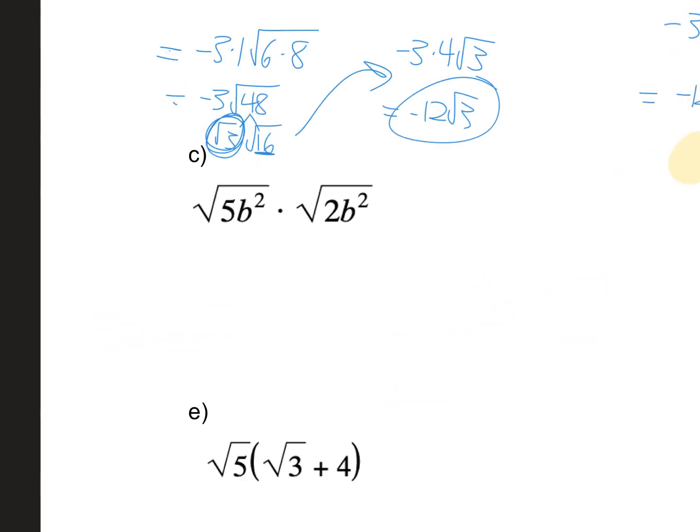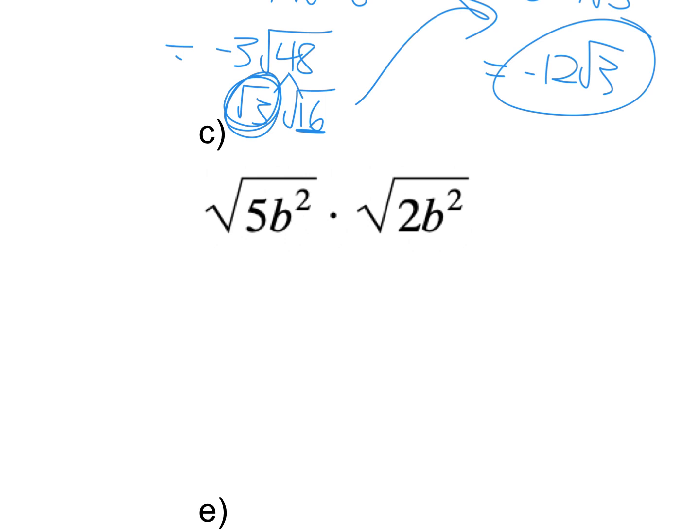Moving on to problem C. For this problem, we don't have any coefficients on either term, so we can just assume they're both 1 if you want to. But really what we're focusing on now is just multiplying the stuff underneath the square roots. So I have 5 times 2, because those are the numbers underneath the radical, but then they both have variables as well, so we need to multiply those. So our multiplication laws with variables still stand. So I have b squared times b squared.